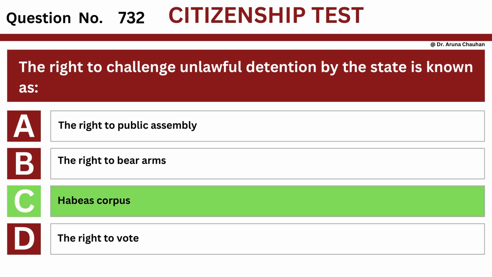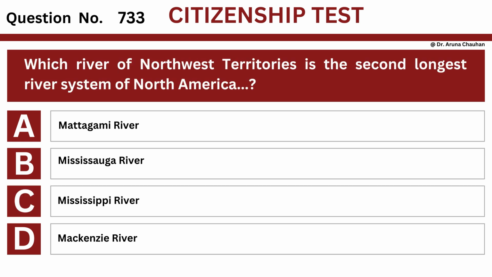The answer is option C, habeas corpus. Question number 733. Question: Which river of Northwest Territories is the second longest river system of North America?